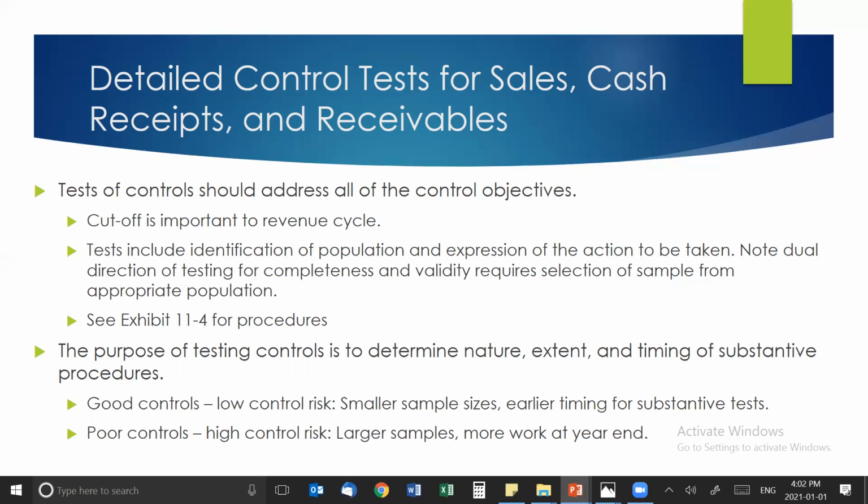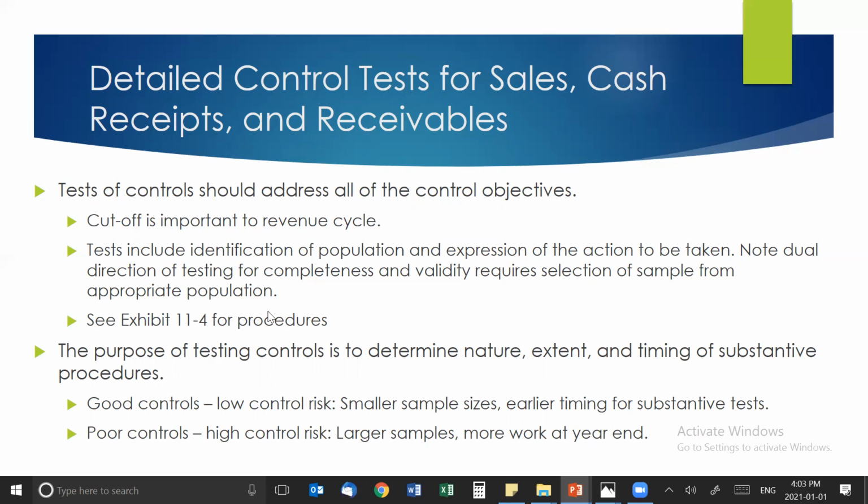The purpose of testing controls is to determine what type of and how many substantive tests you're going to do. If you test controls and there are good controls, which would lead to a low control risk, then you can do smaller size samples for substantive testing. If there are poor controls, which would lead to a high control risk, then you would have to do larger samples and more work at year end.